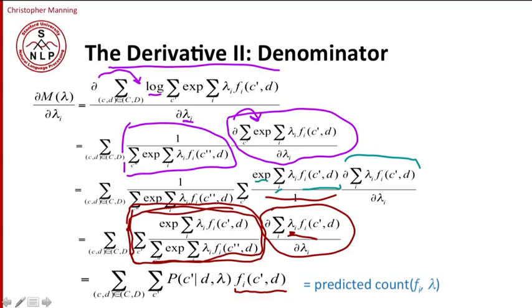We've got the same exp for a particular class over the sum of the exp of all the different classes. So what we have here is the model probability of class C prime, and then here we have the function, the feature value on the value C prime. And so what we're getting out here is the model expectation, i.e. the predicted count of Fi given the parameter weights lambda.